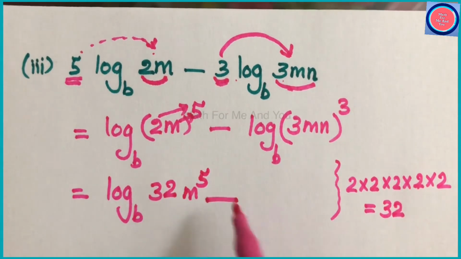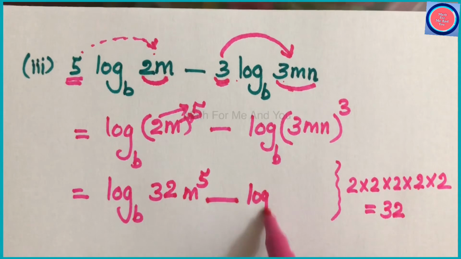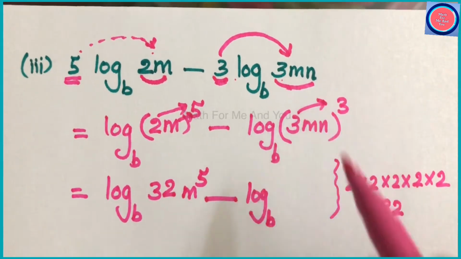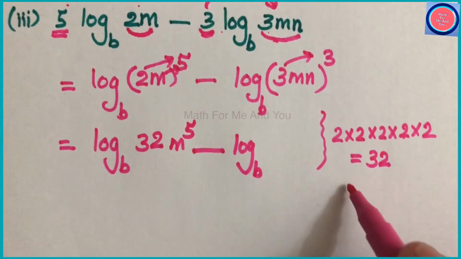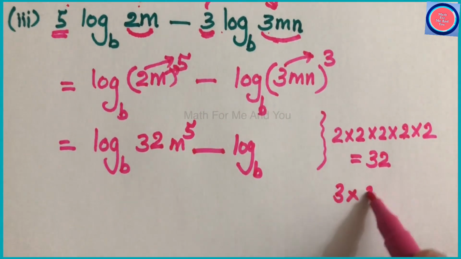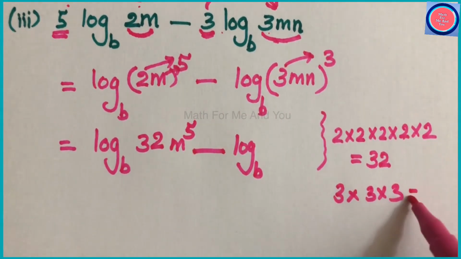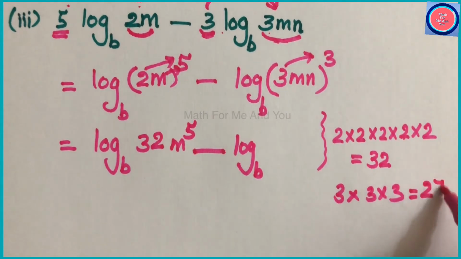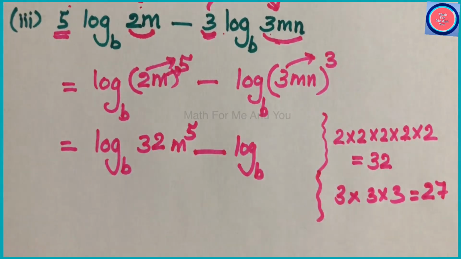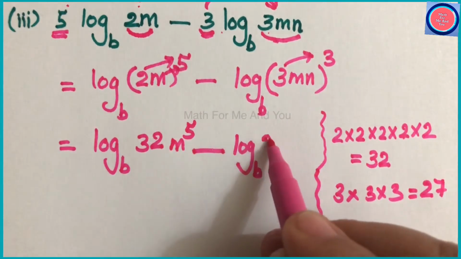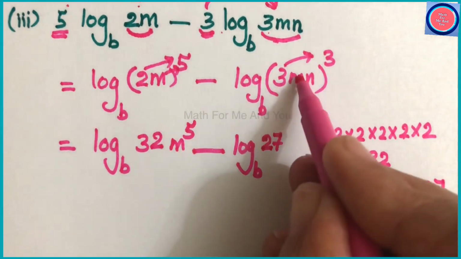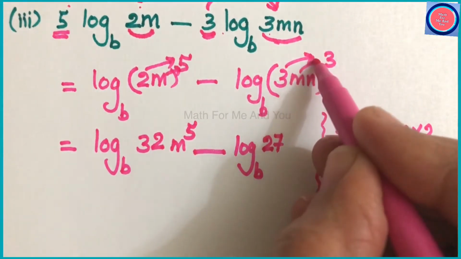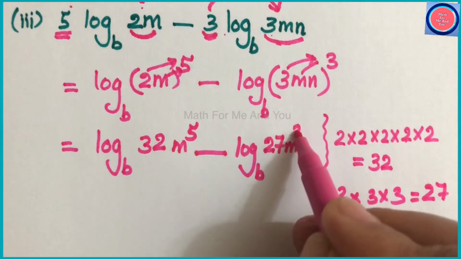Next is minus. Second bracket we are going to simplify. There we can see 3mn to the power 3. 3 power 3, 3 times 3 times 3, that is 27. Then give the power for m and power for n. So we get m power 3 and n power 3.